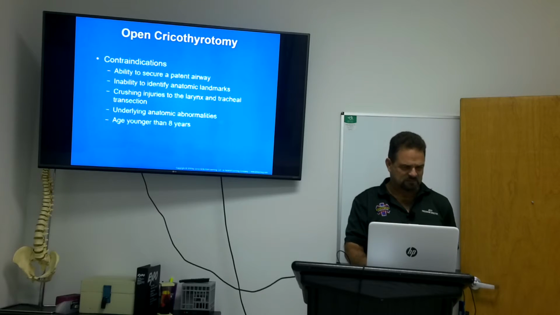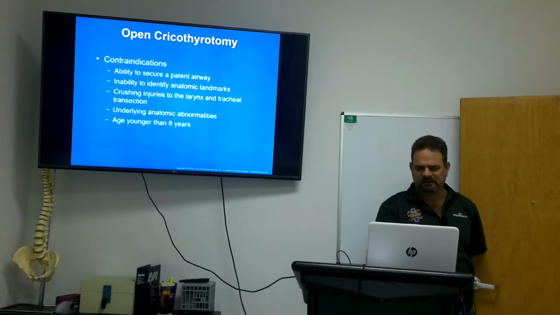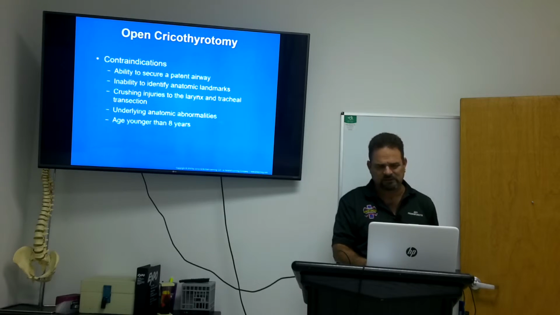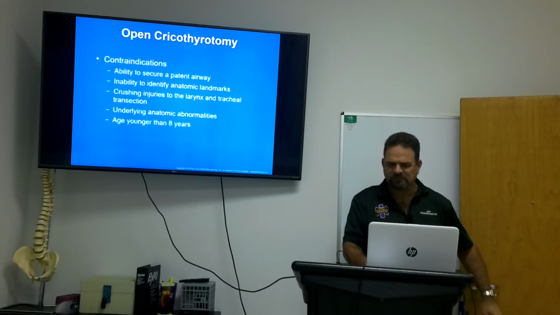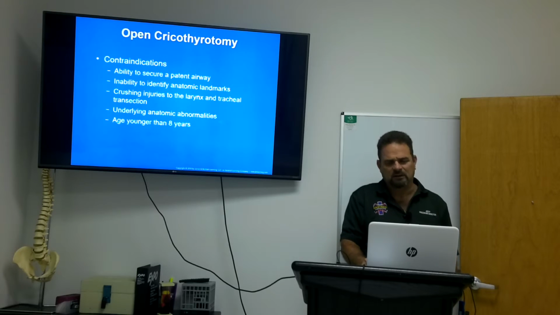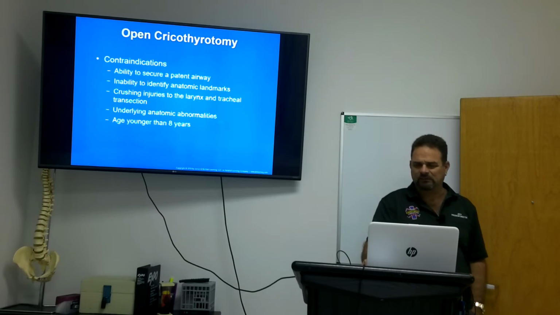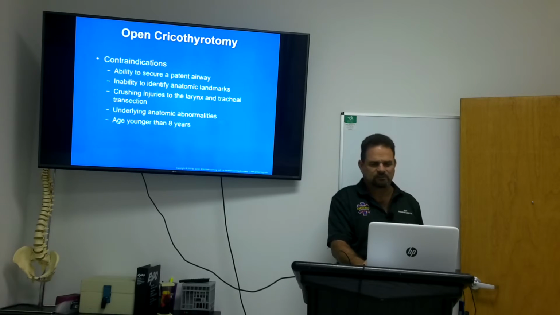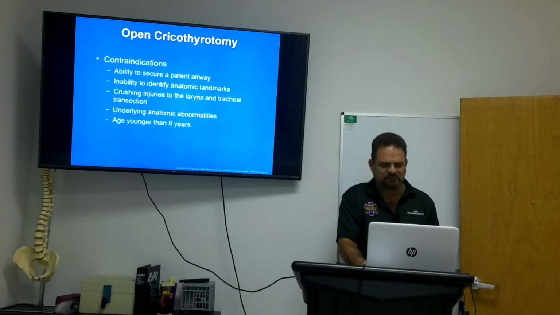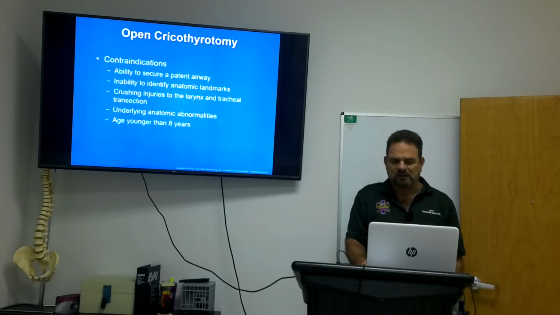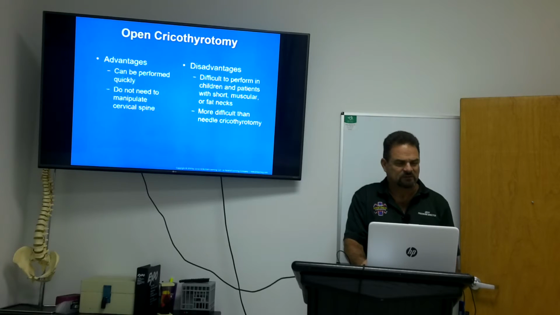Contraindications: you can't secure the patient's airway, inability to identify correct anatomic landmarks, okay, crushing injuries to the larynx or tracheal transection, underlying anatomic abnormalities, age younger than 8 years old, because the larynx of a small child is generally unable to support a tube large enough to produce effective ventilation without causing damage to the larynx. In situations in which a cricothyrotomy is indicated, the patient must be rapidly transported to the closest facility.